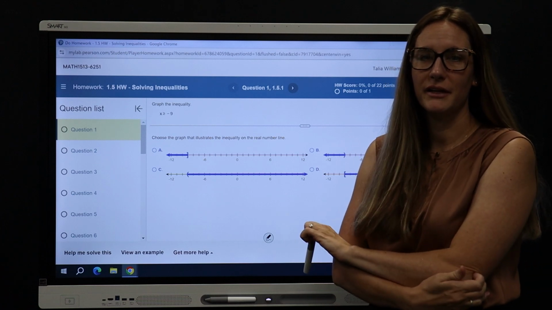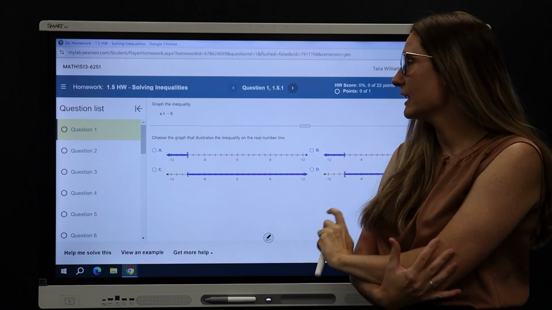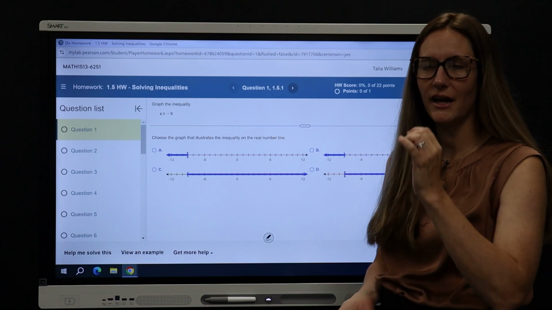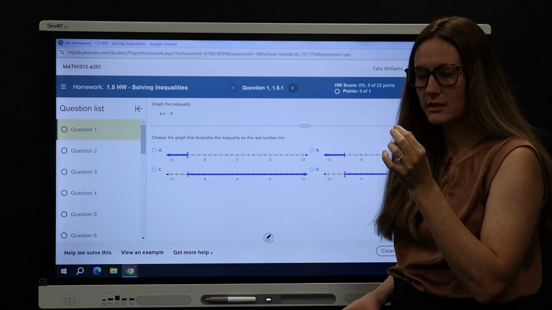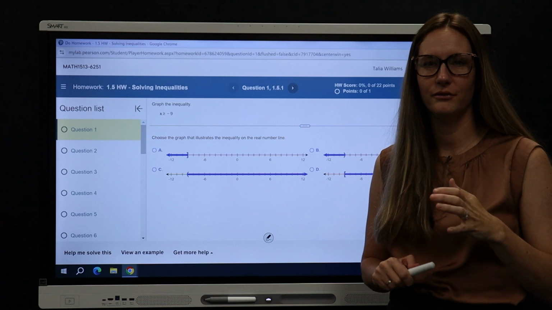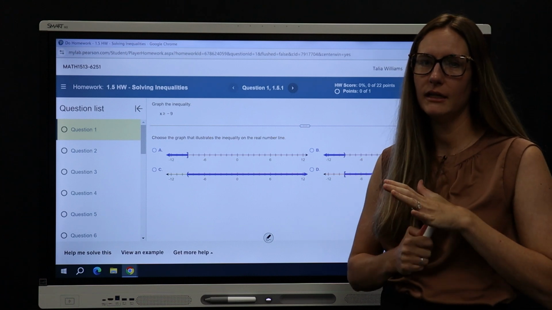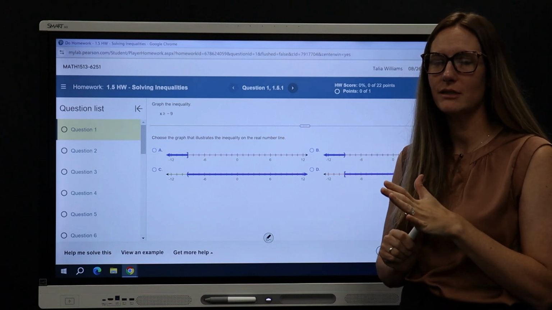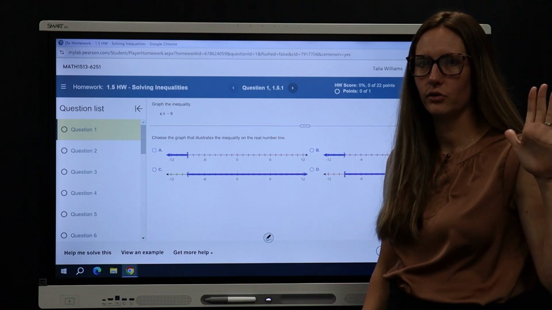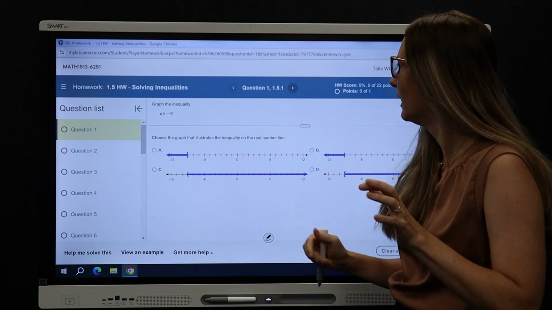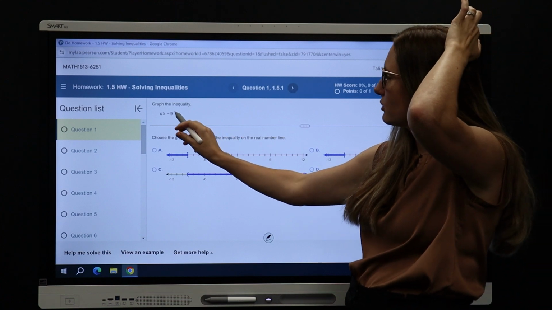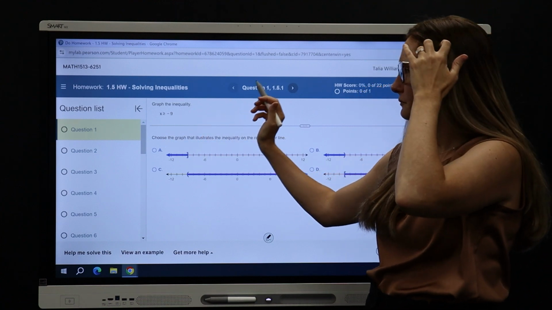Hello everyone, I'm here today to go over solving inequalities. This is lesson 1.5. There's 22 questions in this problem, so this will probably be a couple videos. I'm hoping to get through this lesson today, but if I do not, I will get the other one loaded soon. Okay. X is greater than or equal to -9.